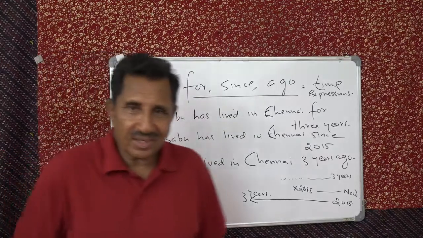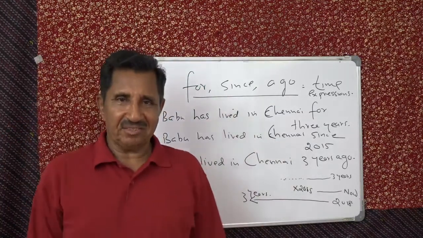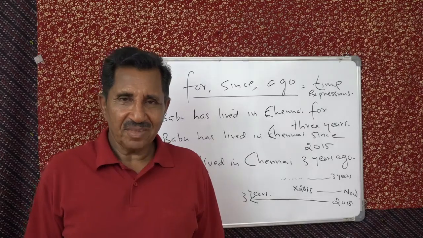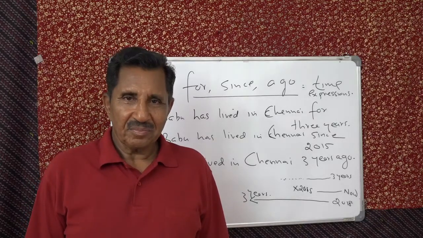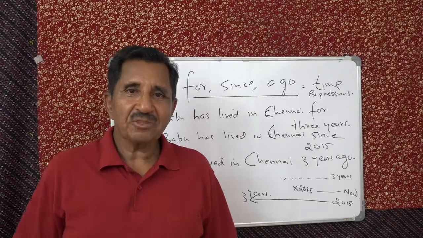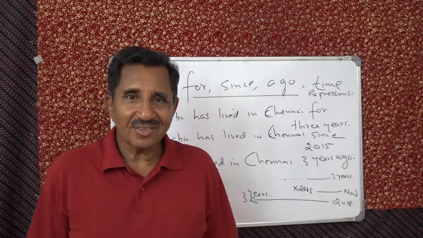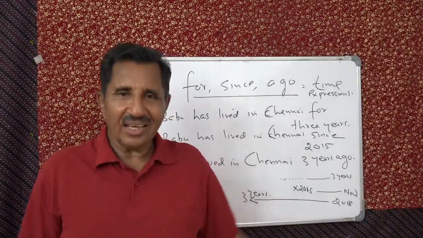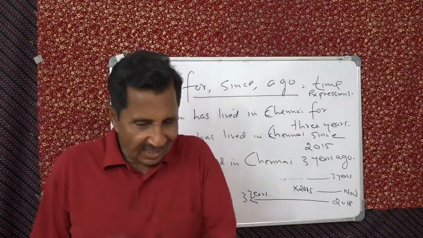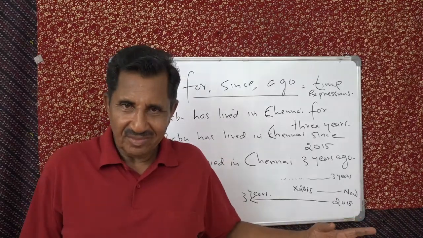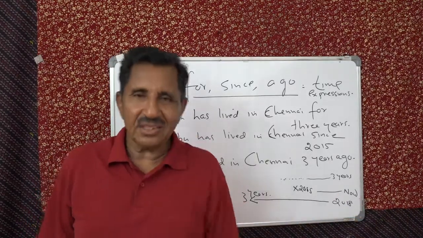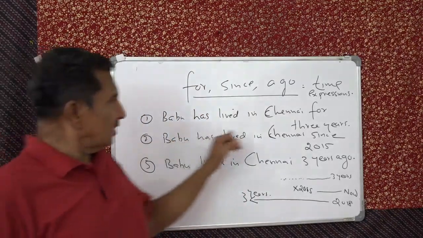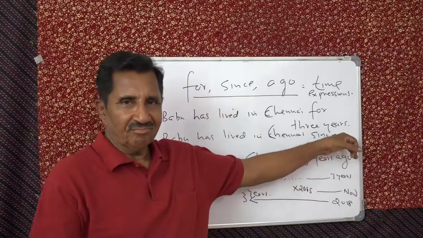See, I told you, remember, I have jumped. Then I have smiled. It's over. At that moment, when you speak, the action is over. So for that you use the present perfect tense. So, Babu has lived in Chennai for 3 years.